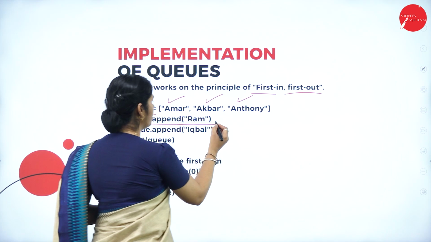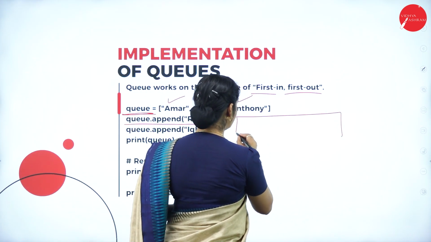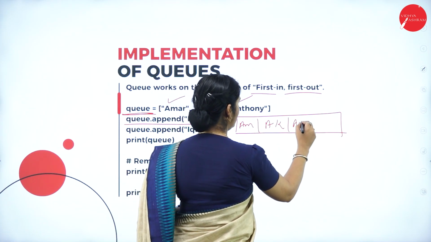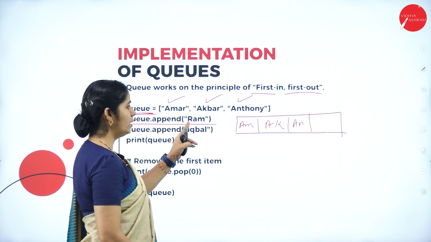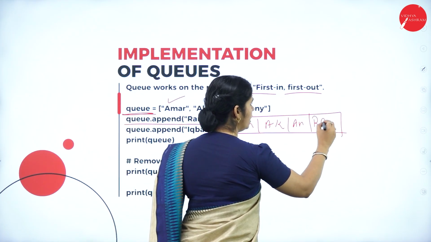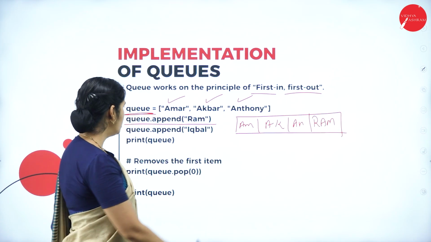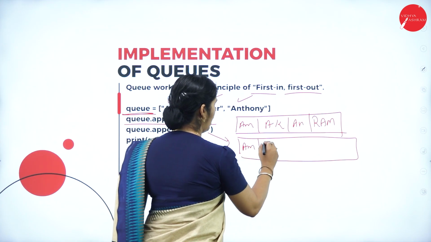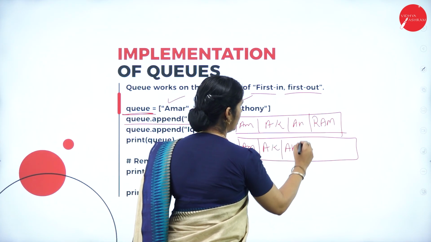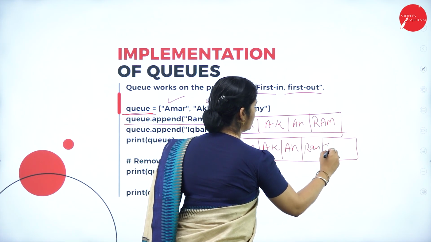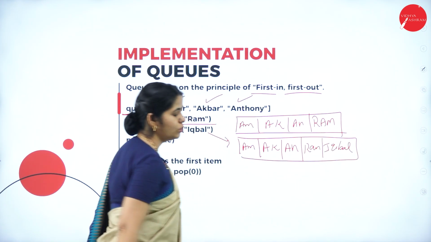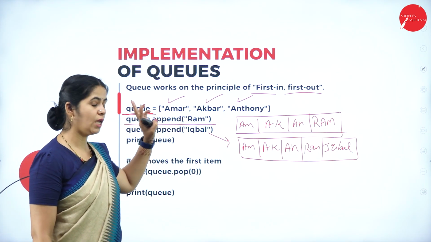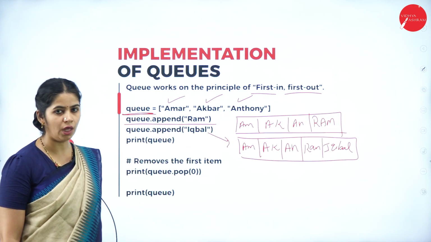Queue append Ram. So what will it do? We have one list, that is Amar, Akbar, Anthony, and appending Ram, Ram will be appended at the end, right? So again I am appending Iqbal: Amar, Akbar, Anthony, Ram and Iqbal. So how many elements are there in the queue now? 5 elements, because each time we add 1 element at the end of the list.